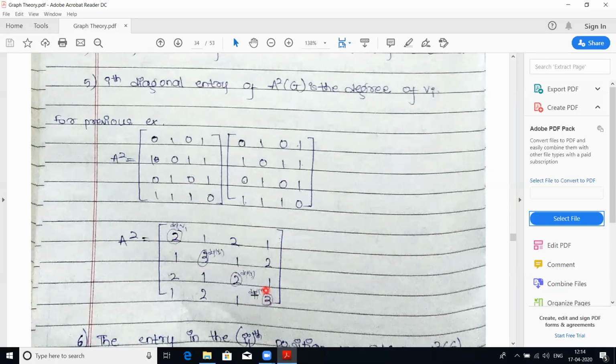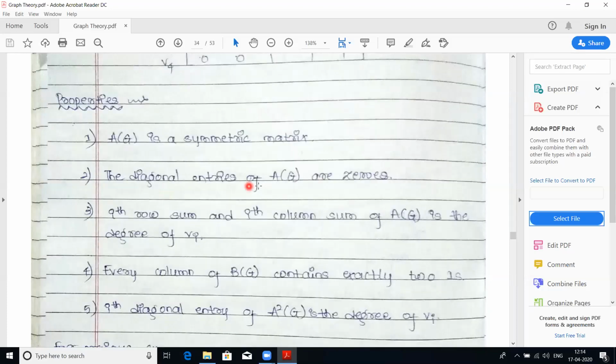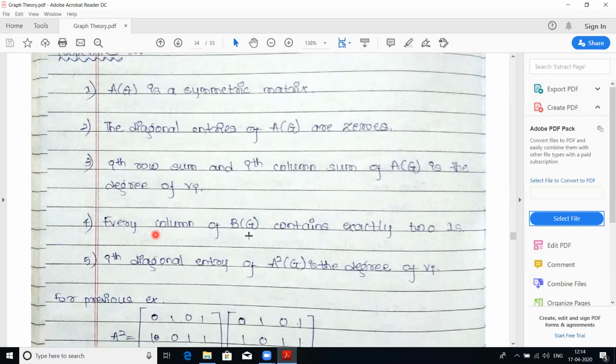That is again verified. So you have to remember these properties. The adjacency matrix is always a symmetric matrix. Diagonal entries of the adjacency matrix are zeros. The ith row sum and ith column sum of the adjacency matrix is the degree of Vi. Every column of the incidence matrix contains exactly 2 ones. The ith diagonal entry of A square of G is the degree of Vi.